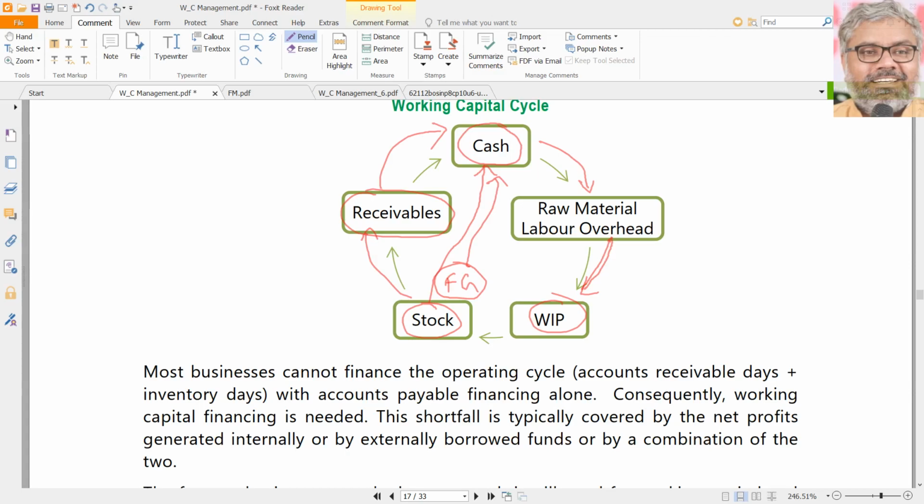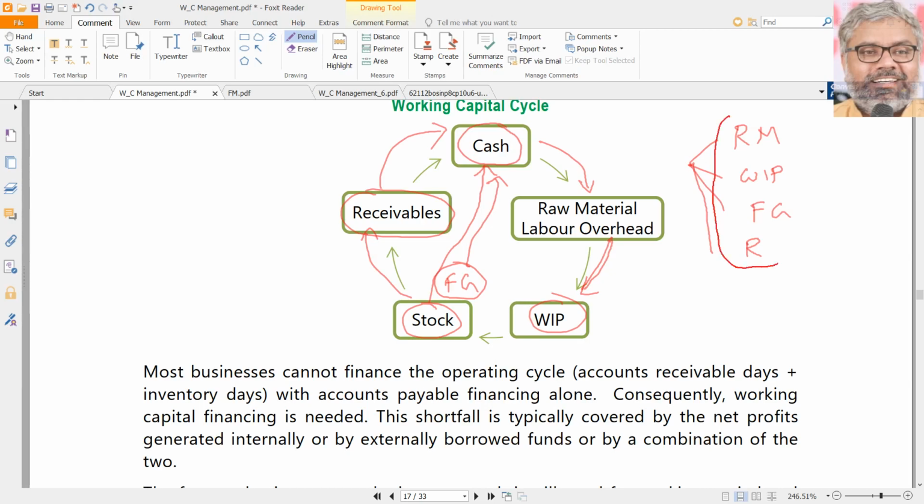Whatever that time is, the number of days the raw materials are there in the godown till they are issued to production, the number of days the work in progress is there in the process, that is in the factory, on the floor of the factory, that is work in progress, how many number of days it will be. Then after the production gets completed, how many number of days the finished goods will be in the godown before they are sold. After they are sold, how many number of days it will take for us to collect the money from our customers, that is the receivables.